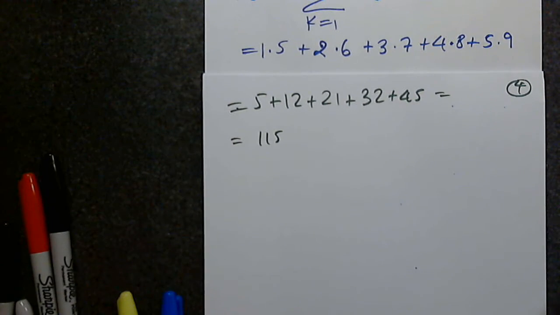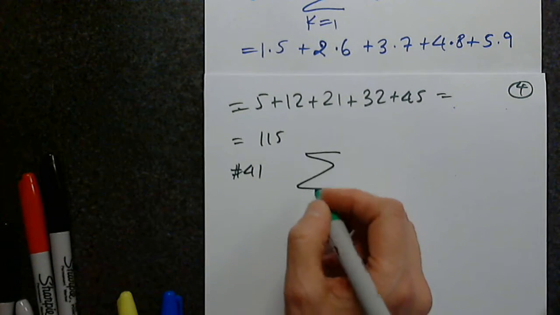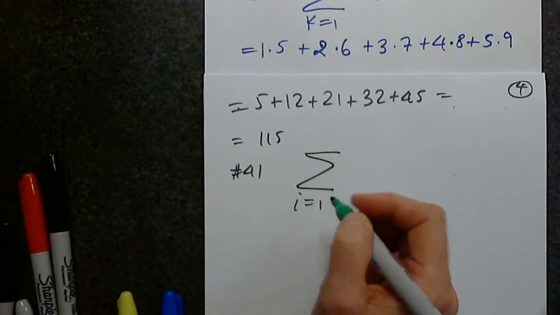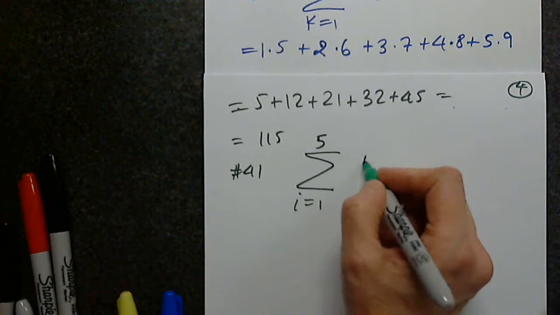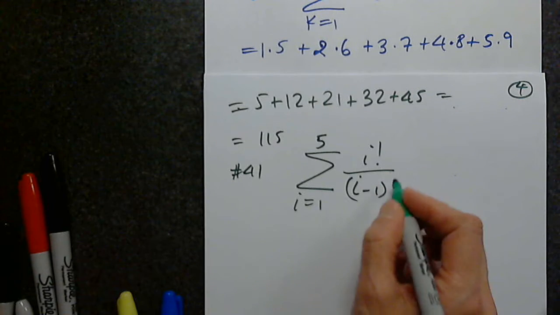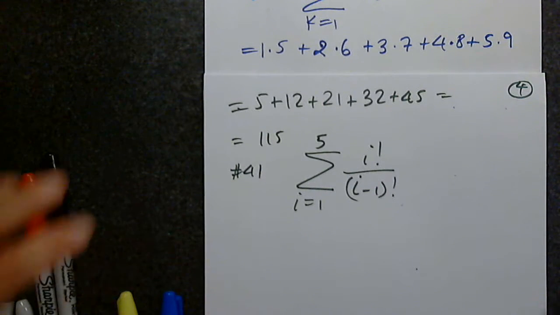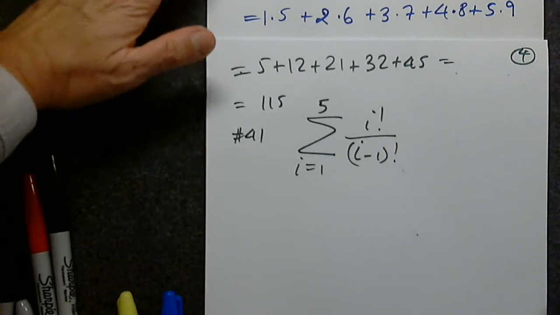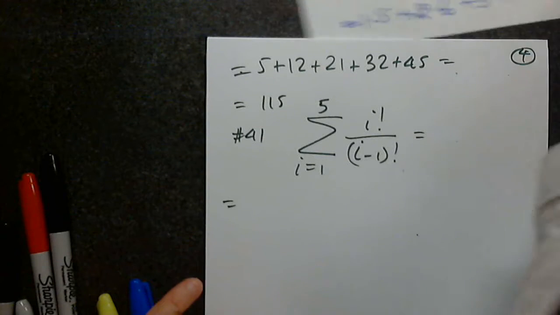Okay, so here's another. 41. We're asked to do the same thing. From i equals 1, they're using i now. i, j, k, they all mean the same thing. i factorial divided by i minus 1 factorial. They want us to add how many terms again? 5 terms. Let's write the first, the second, and then decide how to add them.